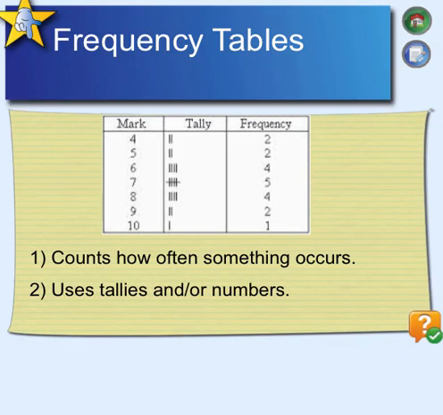Frequency tables. Below you see a picture of a frequency table, and they have both tallies as well as numbers. The one thing that they all have in common, if you look down below, there's a number 1, is that a frequency table counts how often something occurs. That means how much it happens. And number 2, it uses tallies and or numbers.